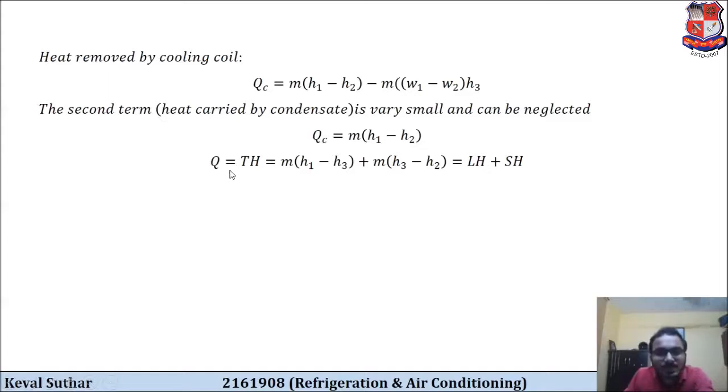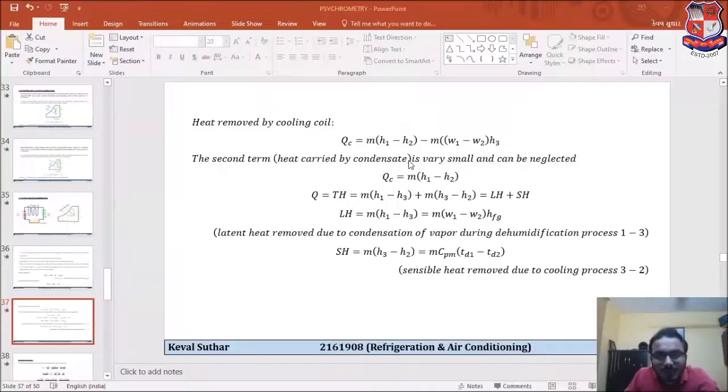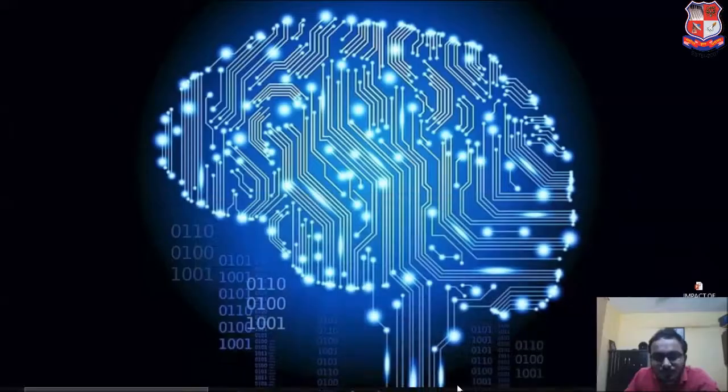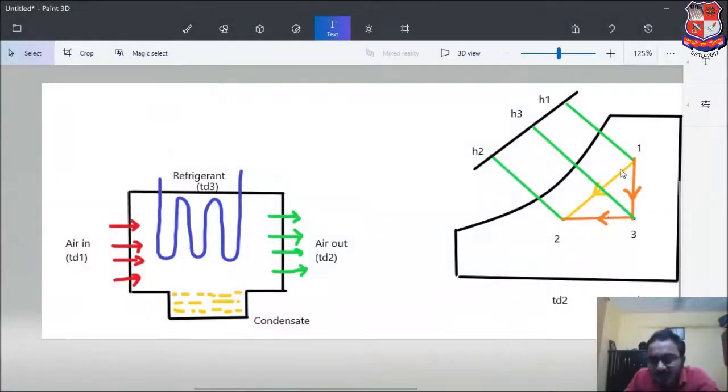Then Q can be written as TH. TH stands for total heat, which is equal to M H1 minus H3 plus M H3 minus H2. From where has this equation arrived? See, here we have added in this equation plus MH3 minus MH3. So we have added and subtracted the MH3 term, and then we have arranged the same in this way. So what we have done here is we have actually tried to divide this, to separate this yellow process into two orange processes.